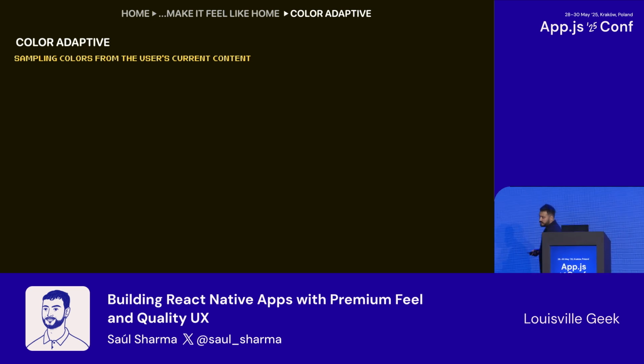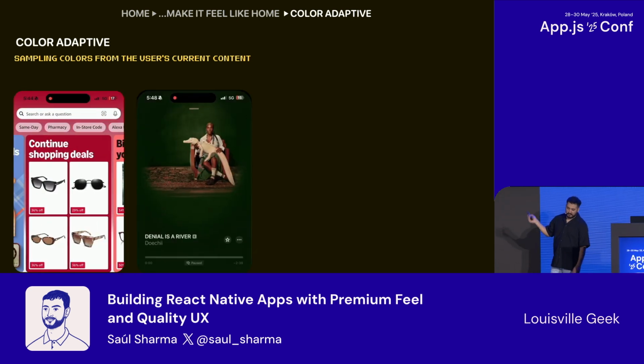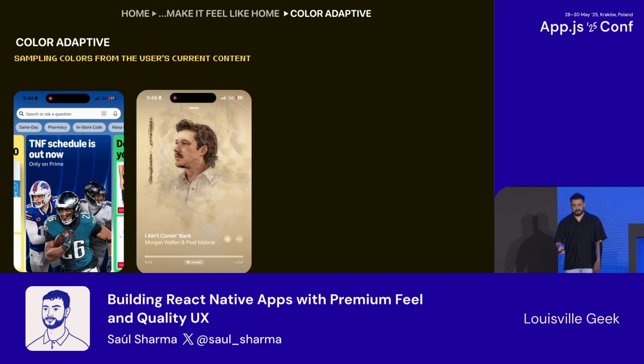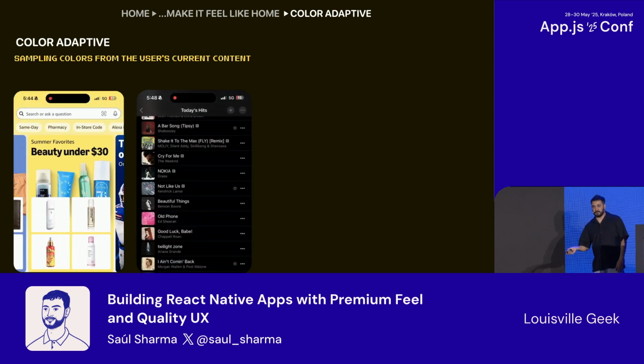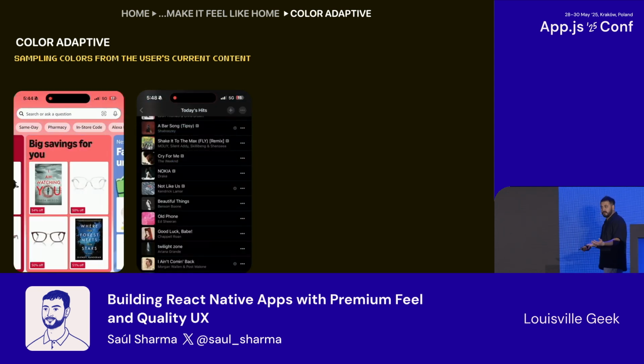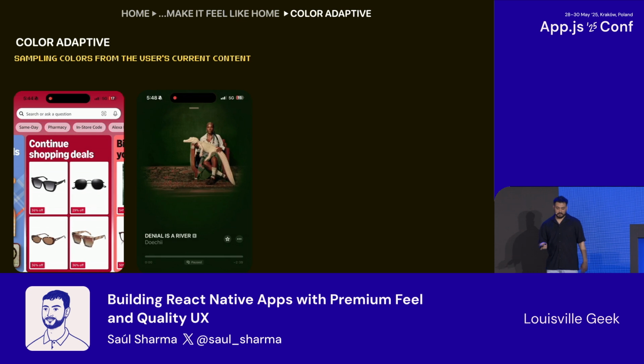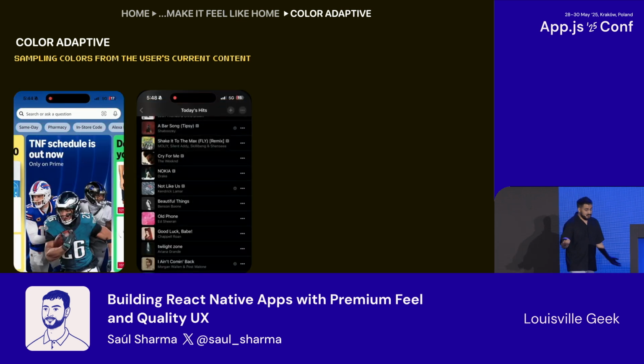So what is color adaptive? It's what I call sampling color from the user's current context that brings that immersiveness within your app. These are some examples from Amazon, from Apple Music, and there are plenty of examples everywhere. YouTube has an ambient blur view when you open up the video. They have that great experience. Netflix does that as well.